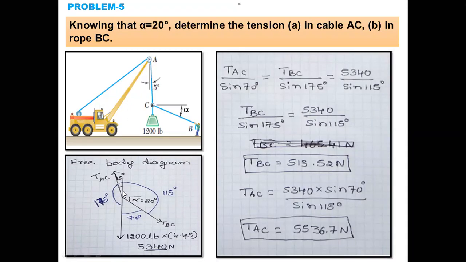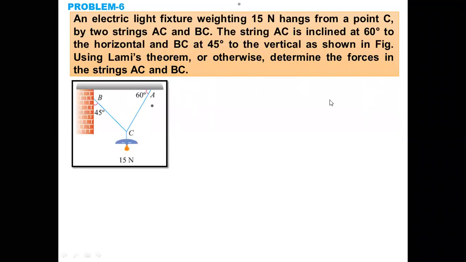Next, we know there are 3 forces acting at a point, so we can use Lami's theorem. By Lami's theorem, if 3 forces are acting at a point, we can take the opposite angles. So TAC by sine of 70 degrees is equal to 5340 by sine of 115 degrees, which is equal to TBC by sine of 175 degrees. So we'll get TBC as this value and TAC as this value. Okay, the same way, let's move on to the next problem.